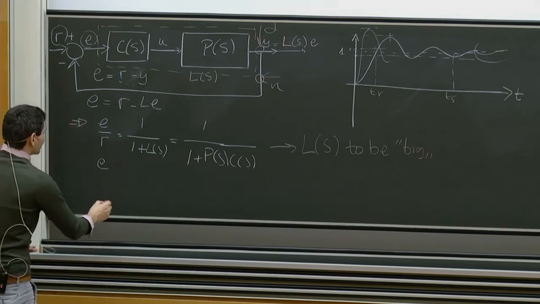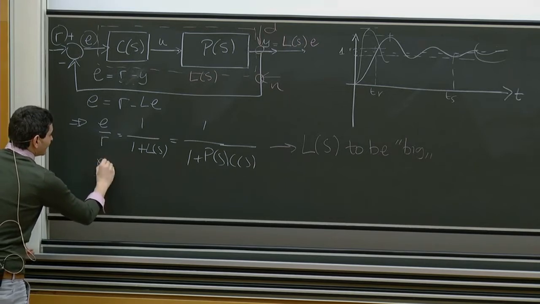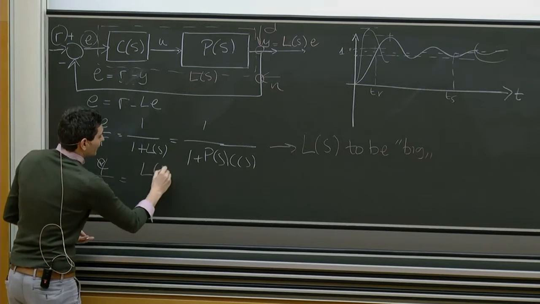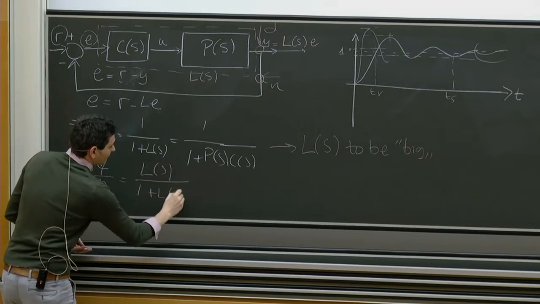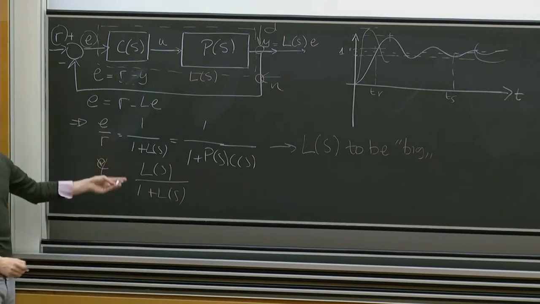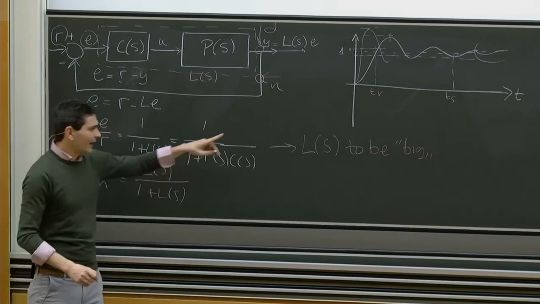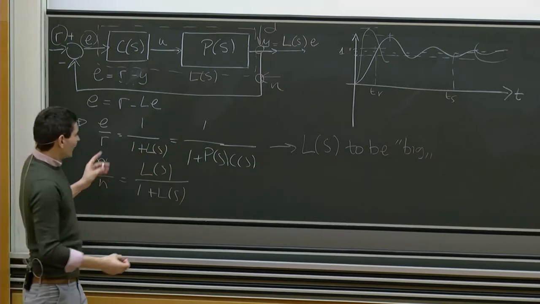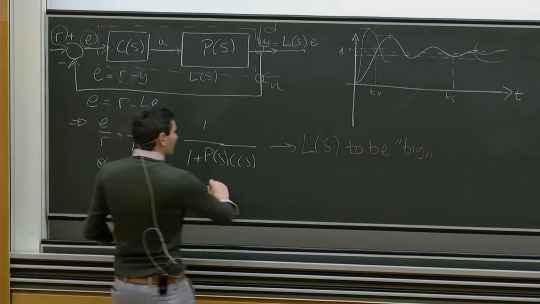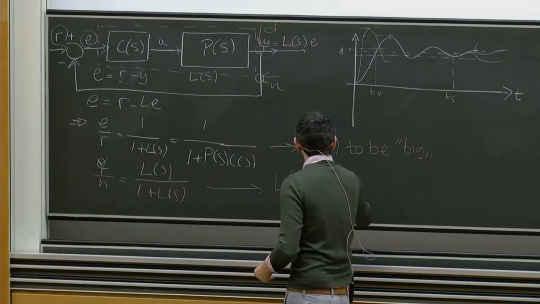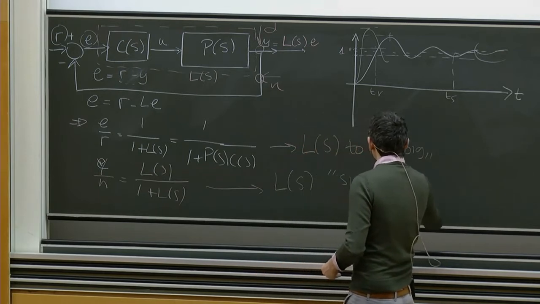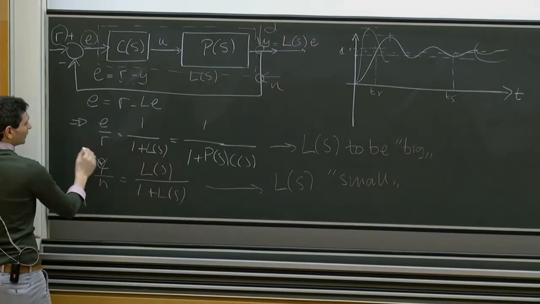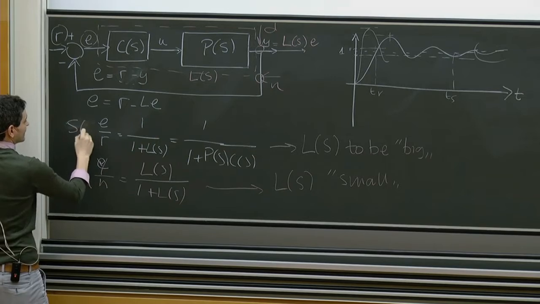And if we go and write the transfer function between noise and output, what we get is the complementary sensitivity function, which is basically this thing here. And it's called complementary sensitivity function because if you sum this and this, which is the same as this, you get 1 for every S. So in order to have this small, we would like to have L of S small. Now, this, by the way, is the sensitivity function, and we called it S.